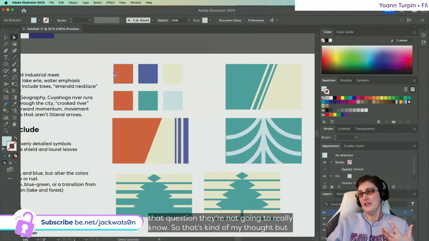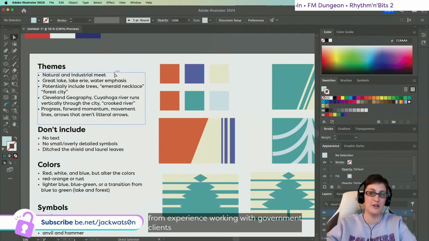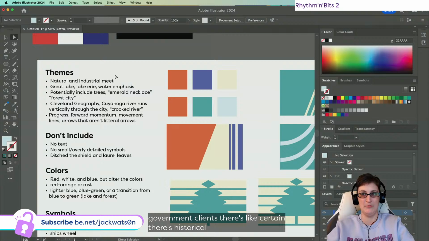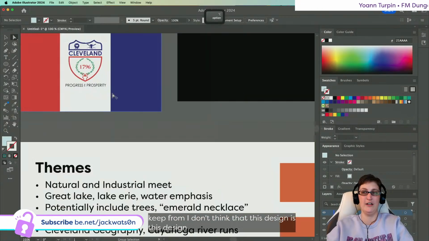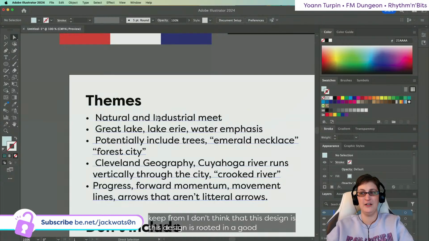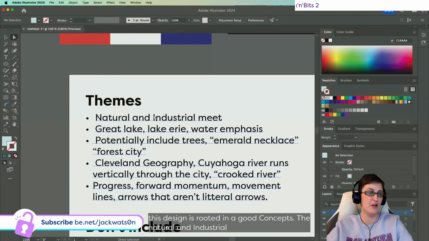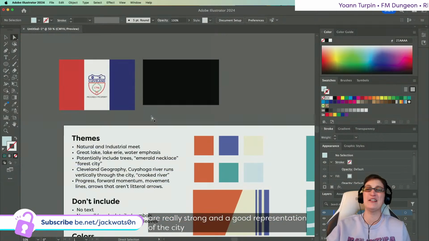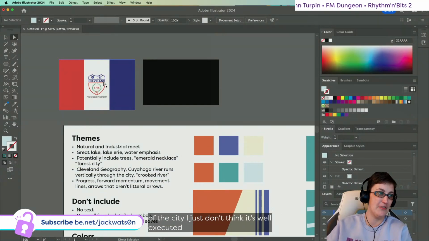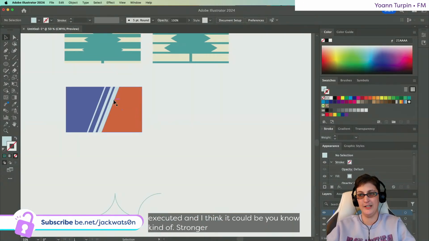Just from experience working with government clients, there are historical elements that they want to keep. I don't think this design is rooted in a good concept. The natural and industrial concepts are really strong and a good representation of the city. I just don't think it's well executed, and I think it could be stronger.